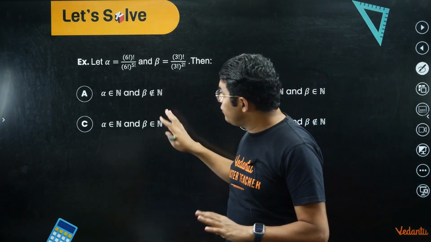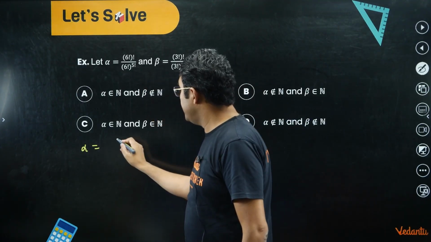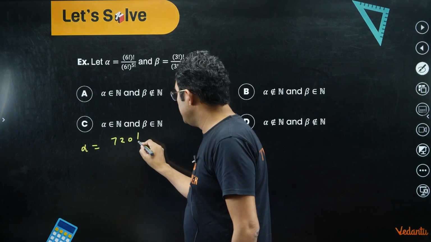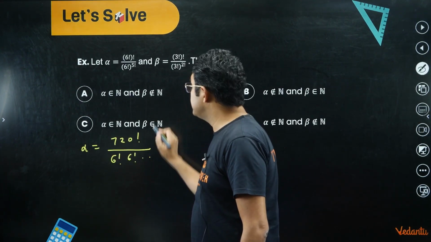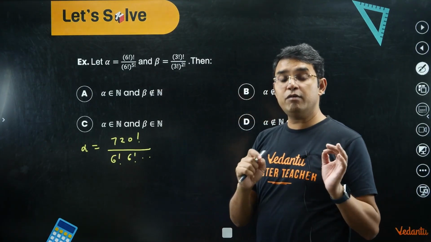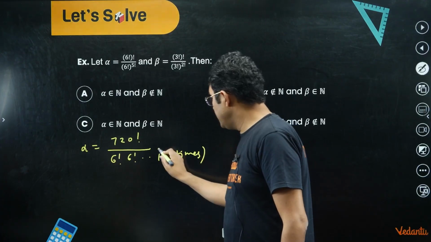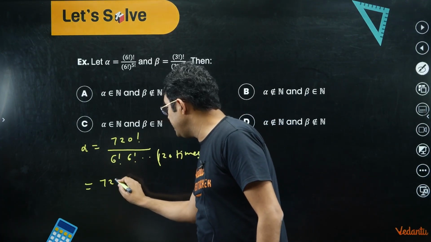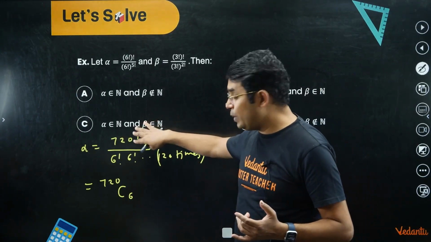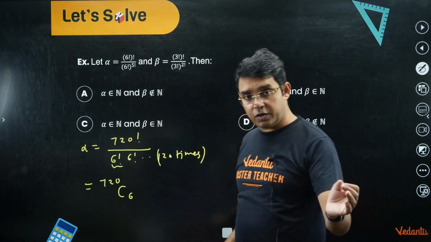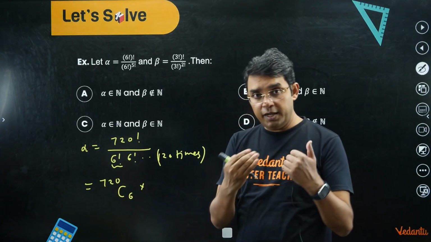Now let's first see what this alpha is. We can do this in two ways. The first way could be that we write alpha as 720 factorial in the numerator, whereas 6 factorial is raised to the power 120, so that will be 120 times. So dear students, what you can do in this, you can write this as 720 C6. Now 720 C6 will be 720 factorial upon 6 factorial, and there will be 714 factorial in the denominator.